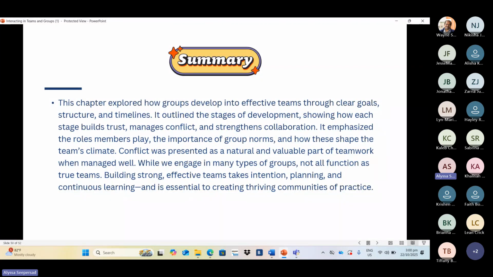While we engage in many types of groups, not all function as true teams. Building strong, effective teams takes intention, planning, and continuous learning. And it is essential to create thriving communities of practice.